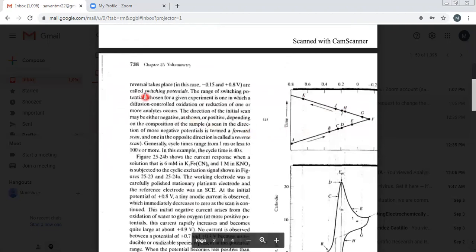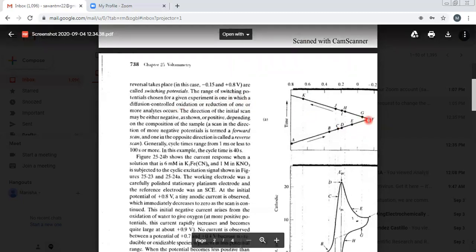So when we reverse the potential, that potential is called the switching potential. Okay, the range of switching potential chosen for a given experiment is one in which a diffusion controlled oxidation or reduction of one or more analytes occurs. So this is the way we are going to choose the switching potential. What is switching potential? It is this value that we are going to talk about.